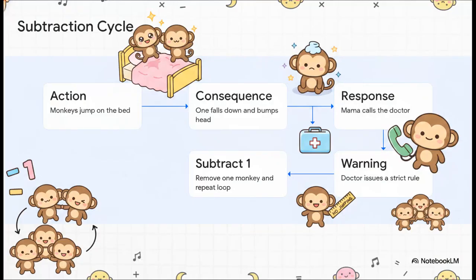And that sets up a really strict mathematical progression. It's like a loop. First, you get the action, monkeys jumping on a bed. Bam, that immediately leads to a consequence. Someone falls and bumps their head. That triggers the response phase, calling the doctor, which gets us the warning. And this entire cycle exists for one single mathematical purpose, to logically subtract one monkey from the total and just repeat the whole thing until we hit absolute zero.